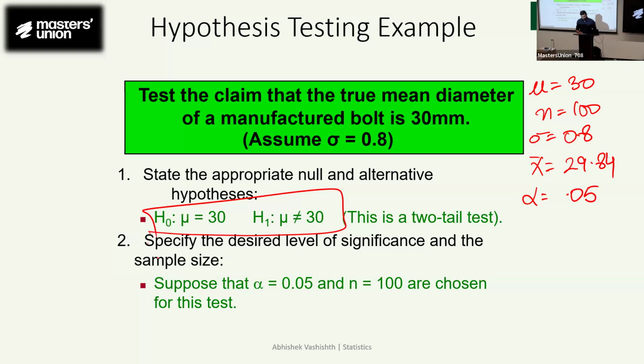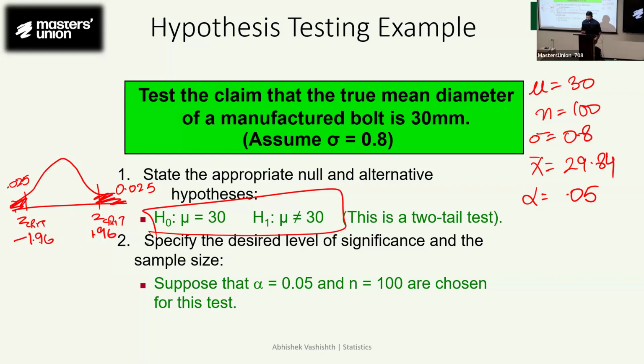In a two-tailed test, what does my diagram look like? My diagram looks like this. This is the rejection region on both the sides. On both the sides it is 0.025. I also know the Z critical value. Z critical on the positive side is 1.96. On the negative side it is negative 1.96. Till this point, everything is clear. Now we just need to find out Z calculated and compare it with Z critical.